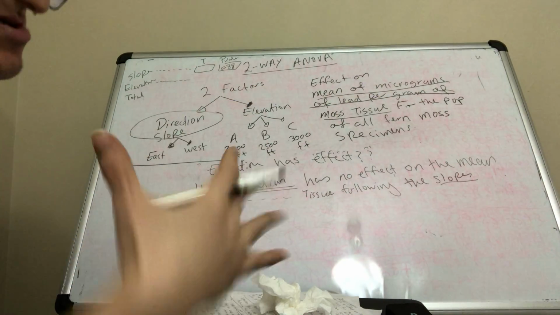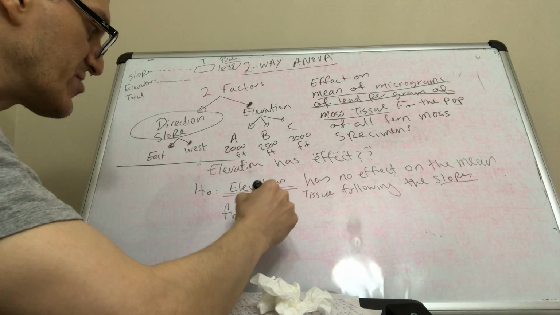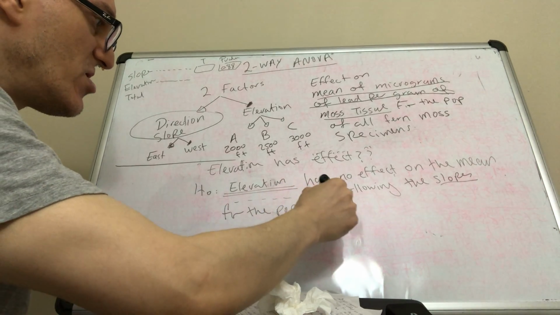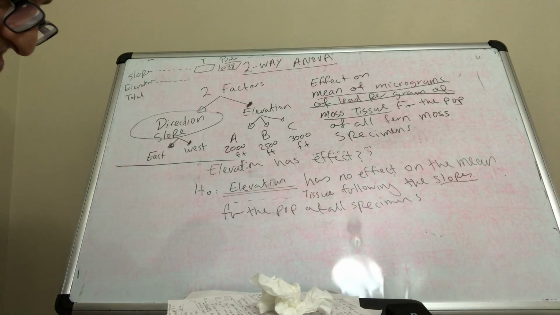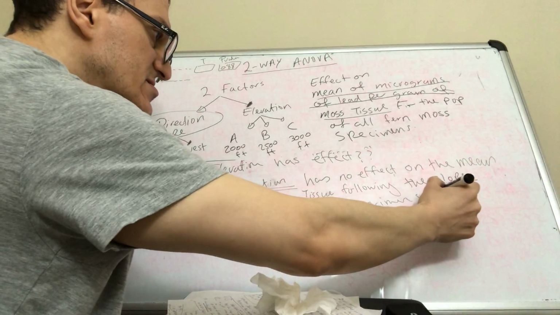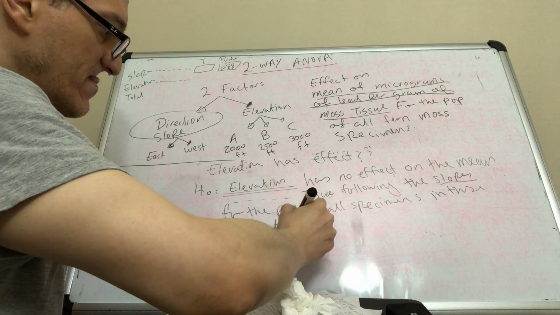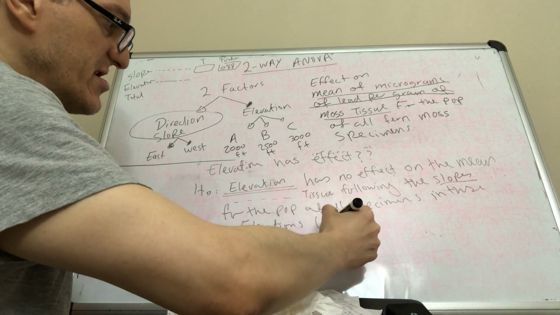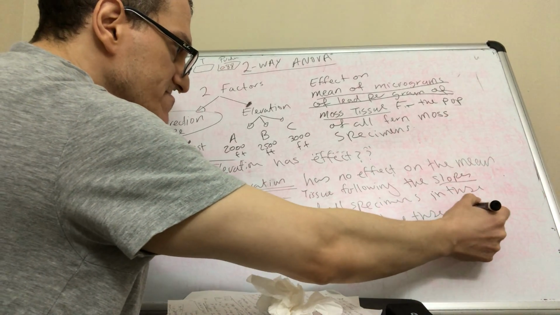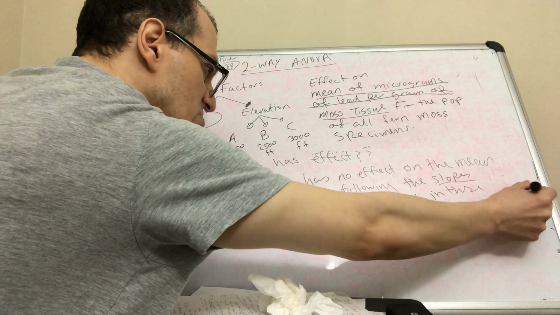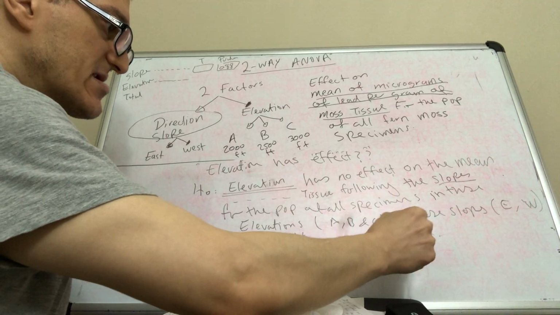So I'm writing this the same way I wrote the first one. I'm only switching the factors. For the population of all specimens, and these elevations, you name them A, B, C, and these slopes, you name them east and west. HA would be elevation has an effect.